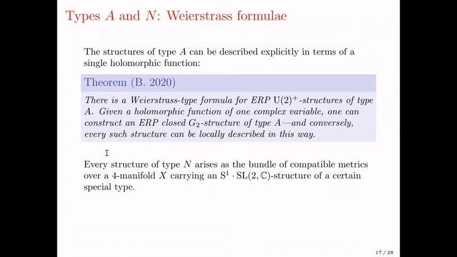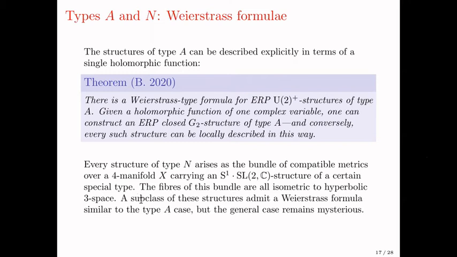For type N, it turns out that every structure of type N arises as a bundle of compatible metrics over some four-manifold X that carries an S1.SL2C structure of a certain special type. An S1.SL2C structure is basically a holomorphic volume form that's defined up to phase. And if this structure satisfies some extra conditions, then the bundle of metrics that are compatible with this holomorphic volume form up to phase is a 7-manifold. It's a fiber bundle over X with fibers isometric to hyperbolic 3-space, and it will carry an ERP G2 structure of type N.